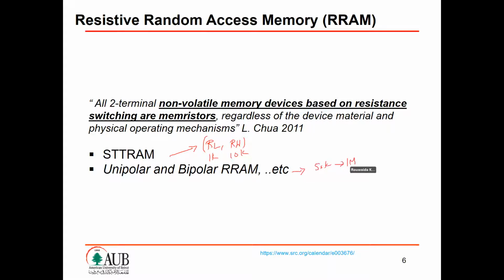And this matters. We want a good ratio of R high over R low, because the bigger the ratio, the bigger the difference in current, and we are able to manipulate the analysis better.